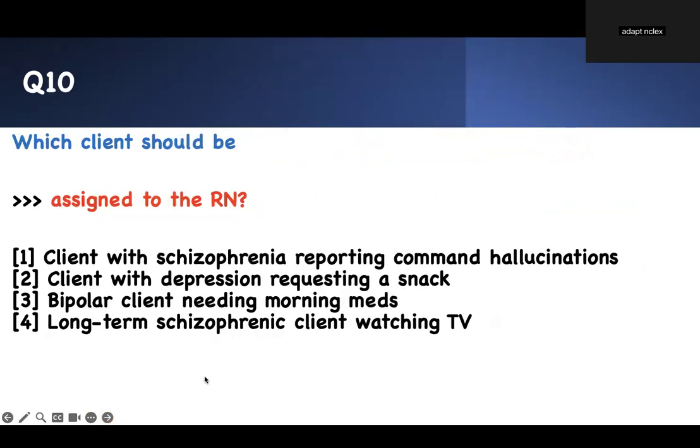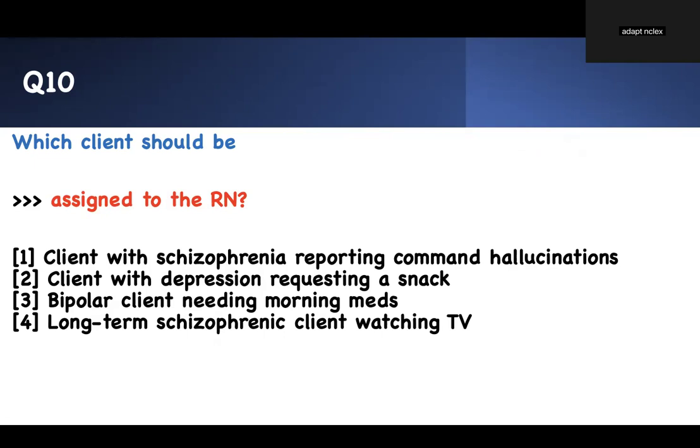Last question, which client should we assign to the RN? Patient with schizophrenia is having command hallucination. Is it stable? Client with depression requesting a snack. Bipolar patient needing morning medication, otherwise he can go crazy. Long-term schizophrenic patient watching TV. Who is unstable and who is stable? Does the RN take care of the stable one or the unstable one?